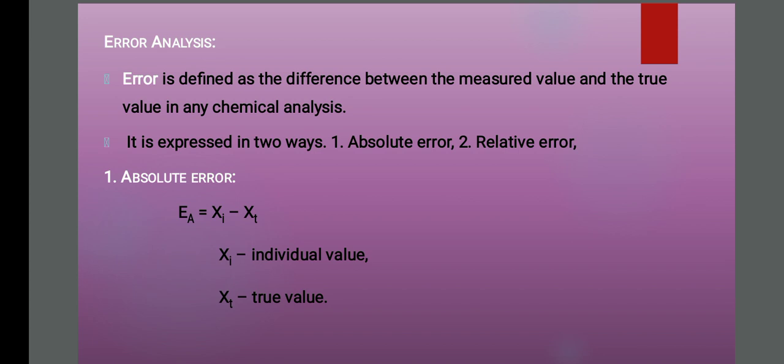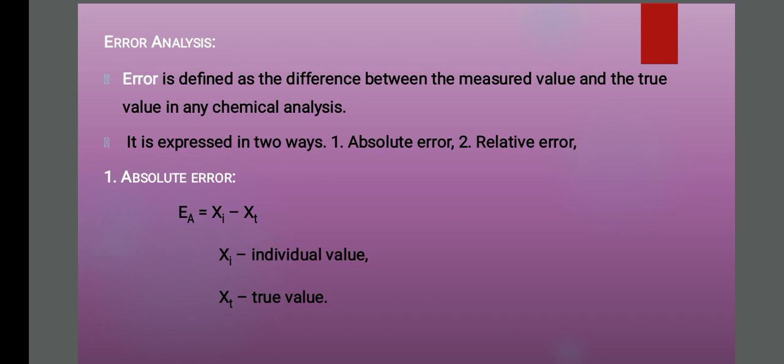Same thing is mentioned here. So error is defined as the difference between the measured value and the true value in a chemical analysis. This we call error. Now you remember, if you are doing a titration in the first year, we do volumetric analysis, and you remember that we used to put errors. You are able to remember that, right?